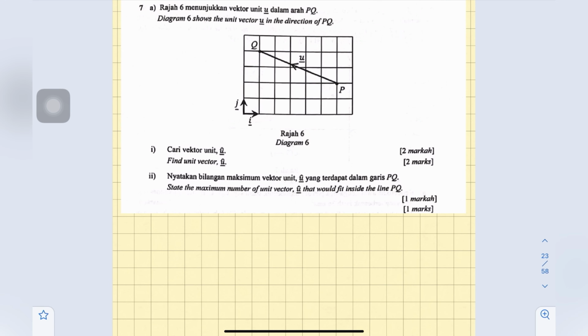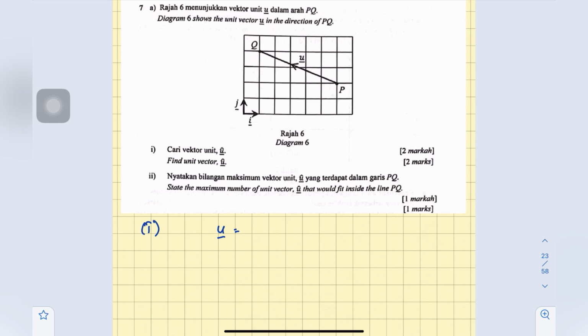7a, diagram 6 shows the unit vector u in the direction of PQ. Roman 1, find unit vector u hat. First of all, you need to find the vector u itself. So the first one, vector u.